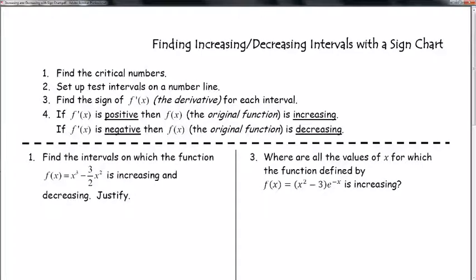Alright, we're going to do intervals of increasing, decreasing, now using a sign chart. So I introduced this idea a couple days ago, and some of you guys are still kind of figuring out what exactly I'm doing. So my first step is I need to find the critical numbers. We do that by setting our derivative equal to 0, or finding where our derivative doesn't exist.